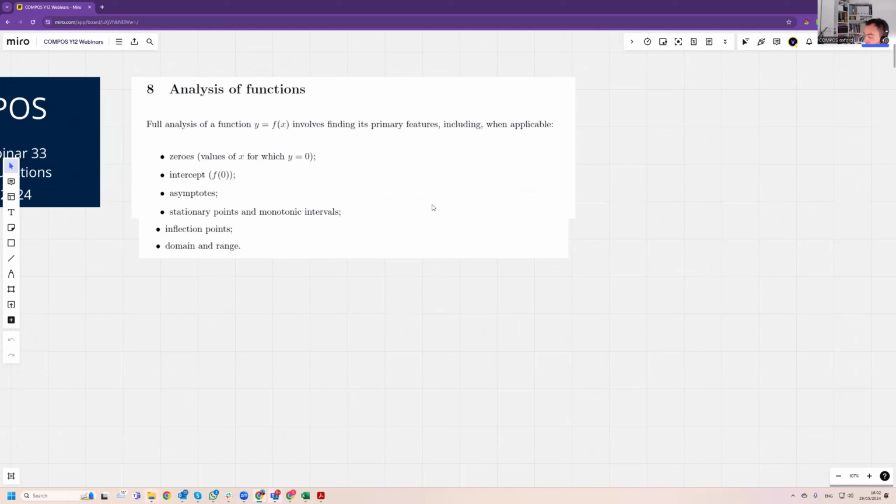Is everyone familiar with asymptotes? They could be horizontal, vertical, and slant. Is everyone familiar with all three types of asymptotes? Please let me know in the chat. Okay.